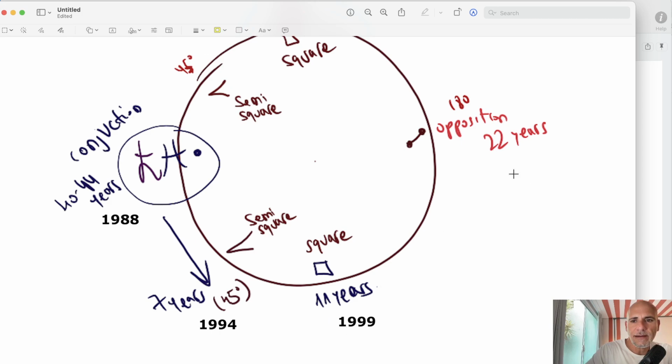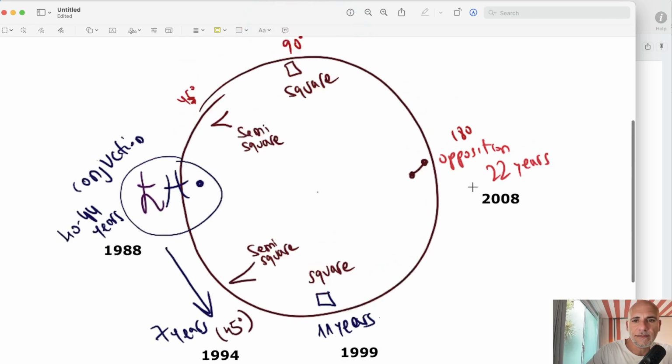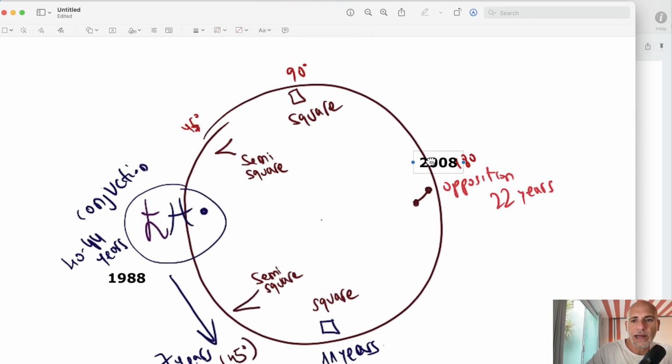And again, they oppose each other in 2008, and they square again in 2021, and will do 45 degrees again in a semi-square in 2027. How? I checked already. You could check for yourself. And will close a cycle to conjunct again in 2032.